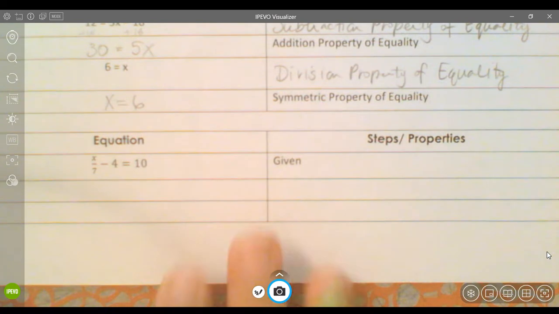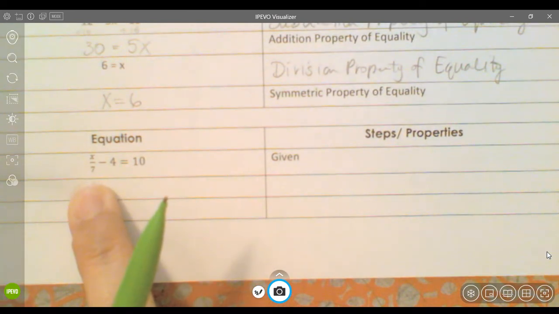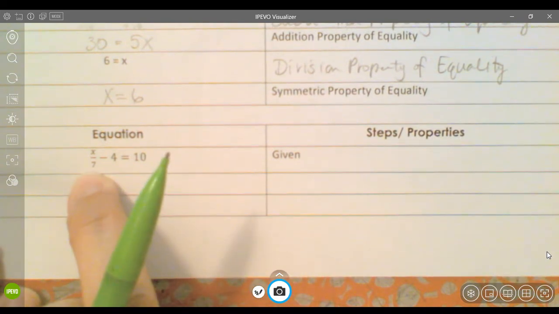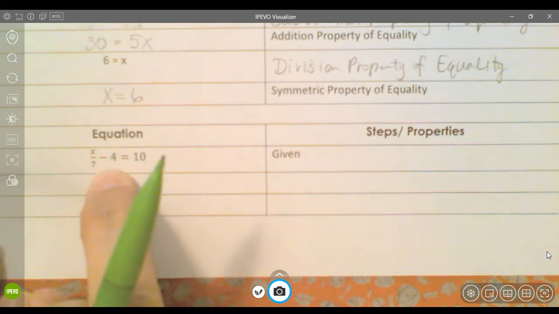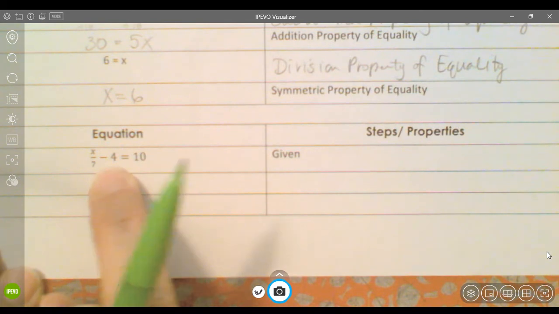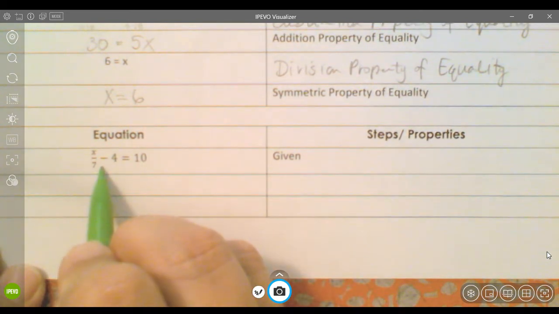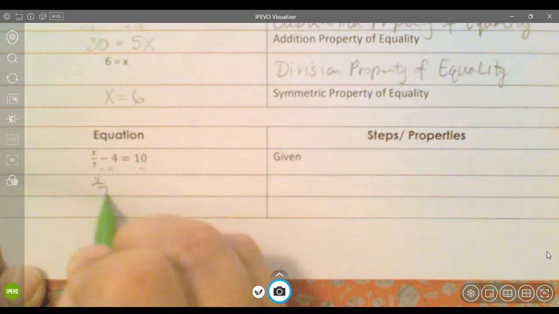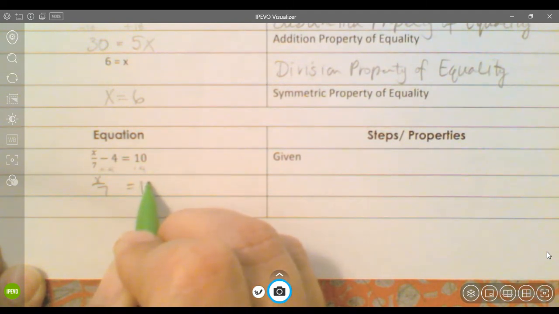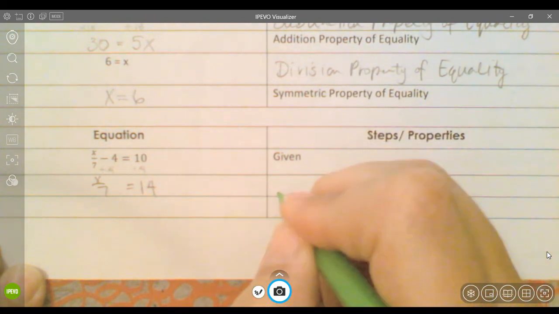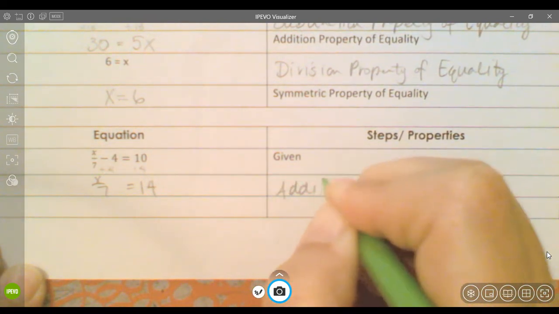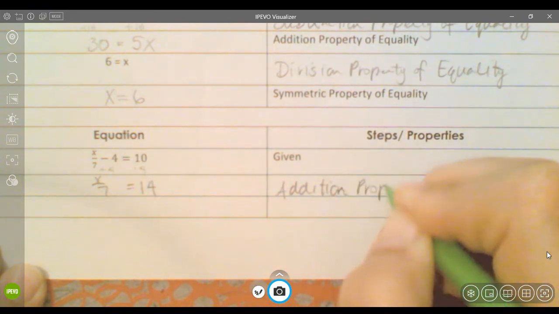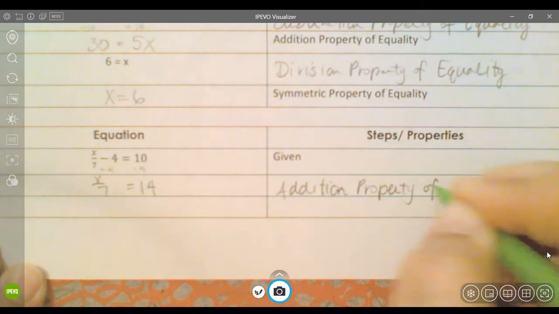And the last one, wholly fraction. That's okay. Don't look at it as a fraction. Look at it as a division problem. But first, I don't want to mess with that right now. I want to get rid of the minus 4. What's the inverse of subtracting 4? Adding 4. So that's going to zero out. I'm left with x divided by 7 equals 14. Oh, I have to do everything here. I used the addition property of equality.